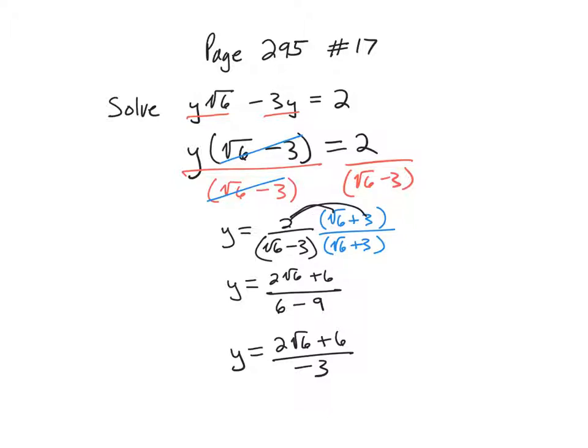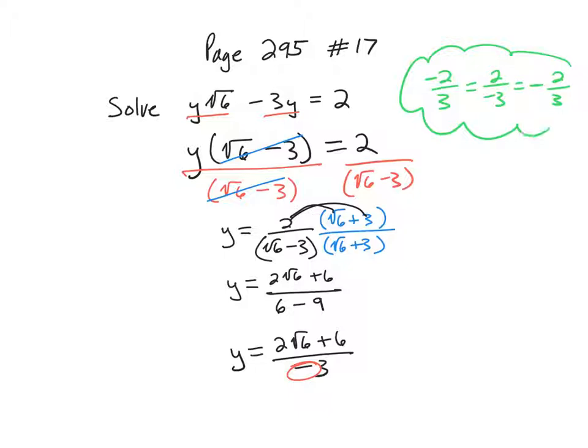It is customary, however, if you have a negative in the denominator on an integer, then we put that on the numerator instead. Because, let me just come up here for a second. If I have the fraction negative 2/3, I could also write that as 2 over negative 3, or I could write that with the negative out front. Those are all the same quantity.